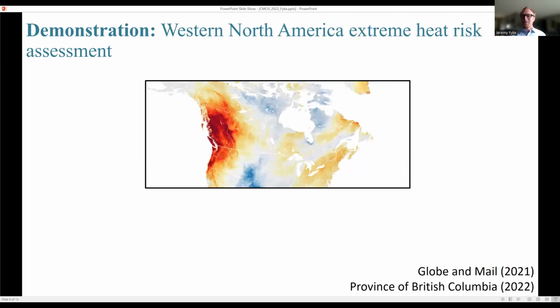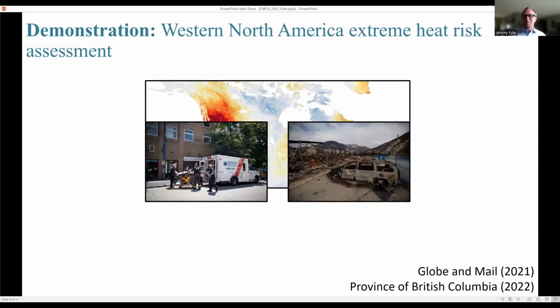Near and dear to our hearts, for some of us, we lived through it, was the Western North America extreme heat wave of 2021. So we'll take this as a case study to play with. Here's a picture of that. I'm sure many people here are experts on this, and no need to repeat. Here are some common images. Lives were lost, communities were lost.